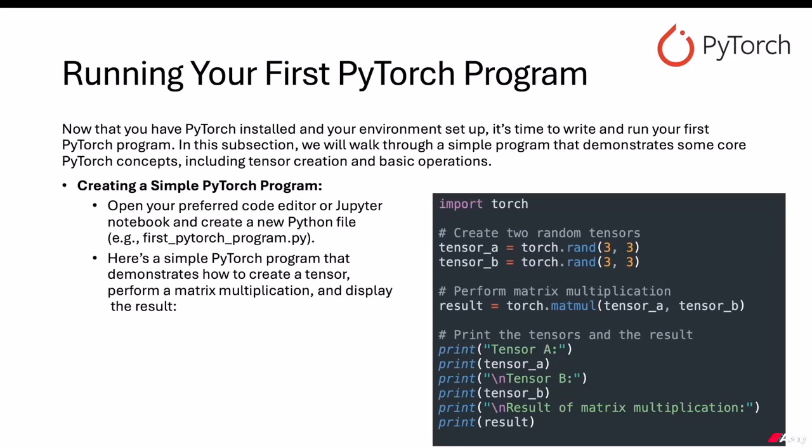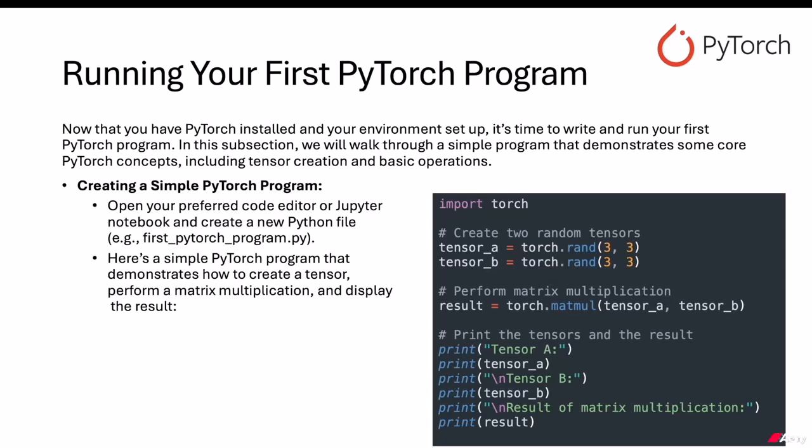Open your preferred code editor or Jupyter Notebook and create a new Python file, first_pytorch_program.py. Here's a simple PyTorch program that demonstrates how to create a tensor, perform a matrix multiplication, and display the result. So in the first line, you'll say import torch. Then I've added a comment, create two random tensors.